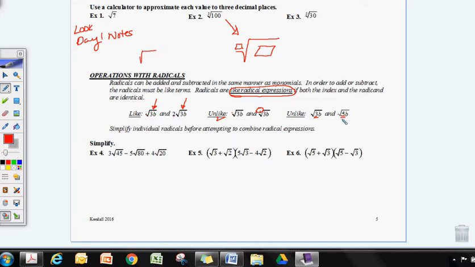So we need to kind of watch those types of things. So when you are adding and subtracting expressions, the one thing that I want to tell you to do is simplify each term first, meaning do what we did on Friday. We need to simplify. Once we simplify those, then we are going to combine the like terms.